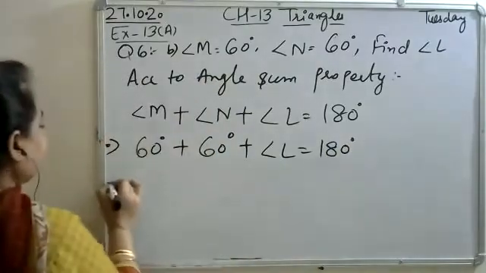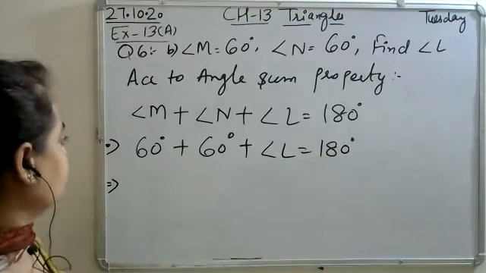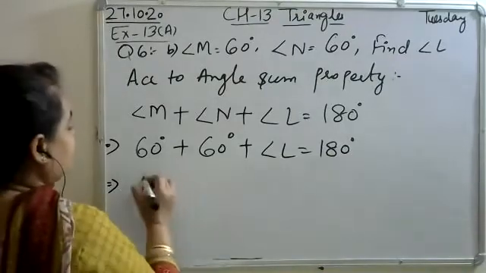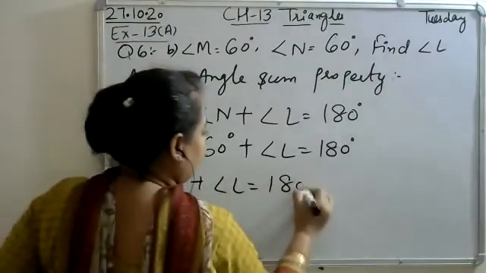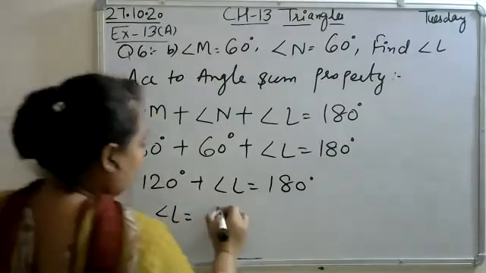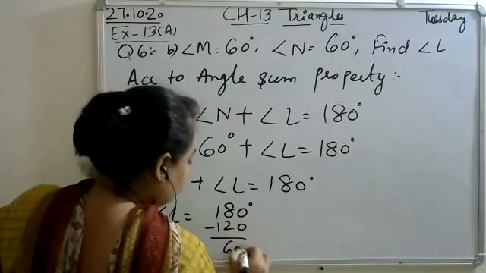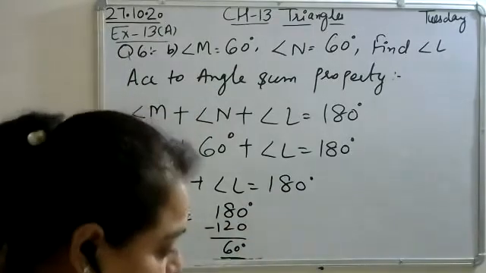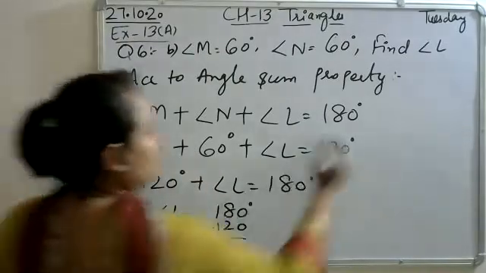Now, what is the next step? Ma'am, then we will add 60 plus 60. Yes, 60 plus 60, 120. So the angle sum is 180. And in the end, to get this angle L, you will do 180 minus 120. So the result is 60 degree. Very good, Raman. Well done. Thank you, ma'am.